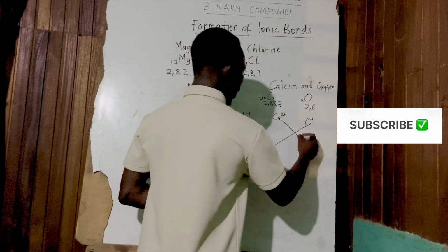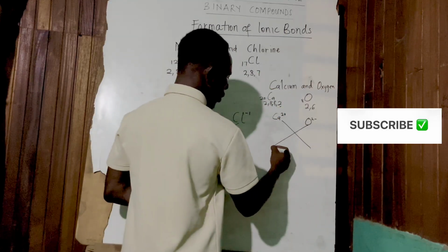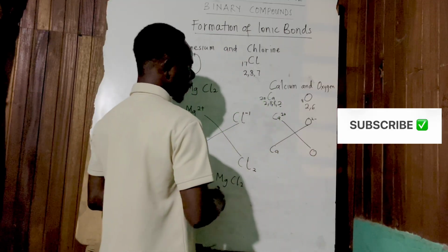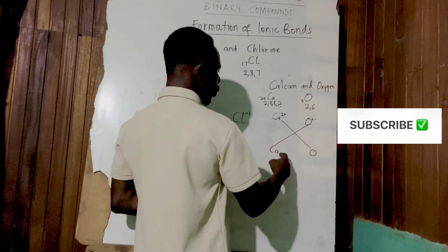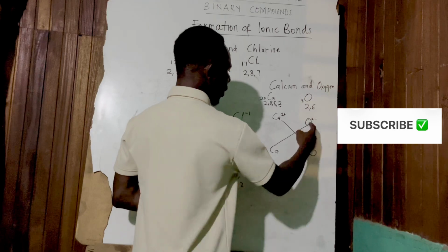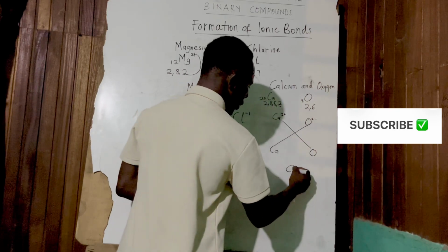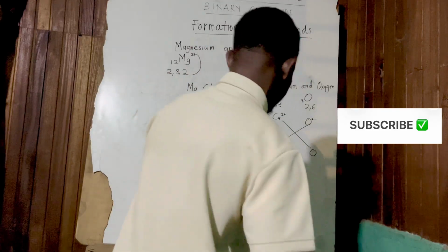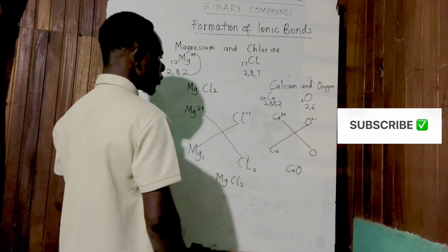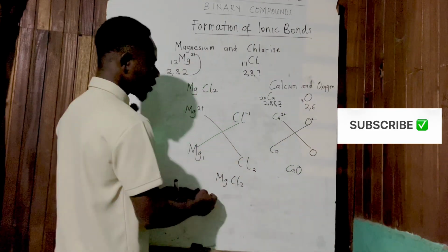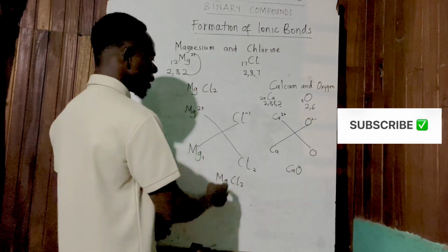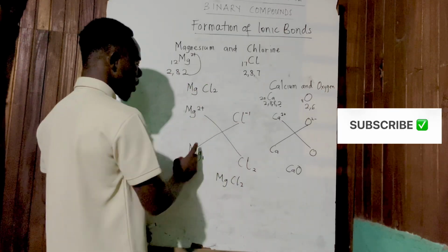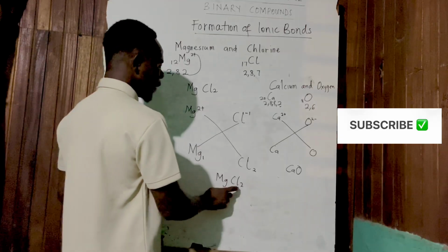So we cross them like this, then we get calcium, I write it, oxygen, I write it like this. So this is 2, this is 2. They are going to cancel out. So we are going to get CaO like this. So this is the same as this one. Just that chlorine here is 1, magnesium here is 2. So we are going to get something like MgCl2 here.